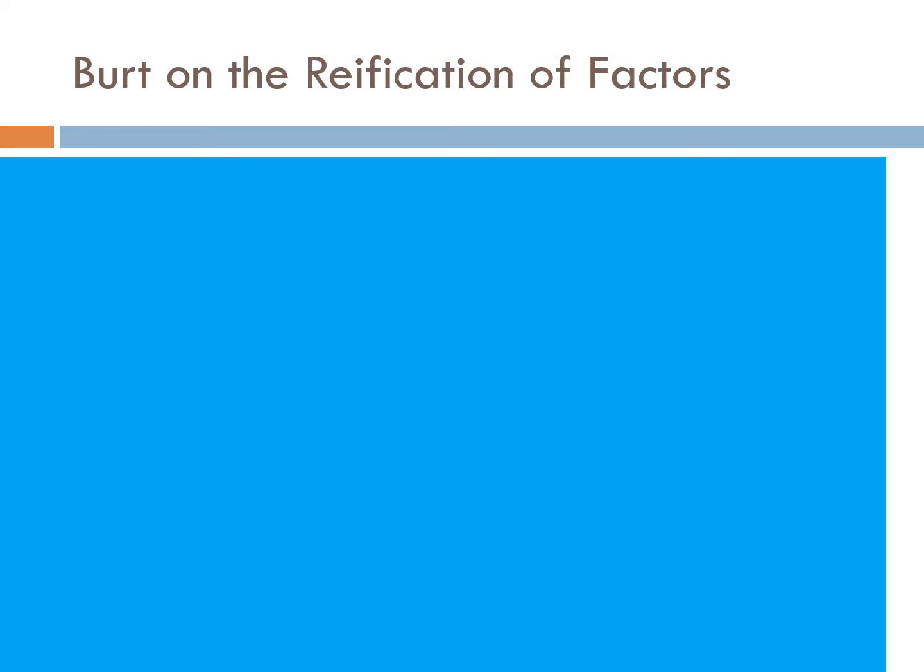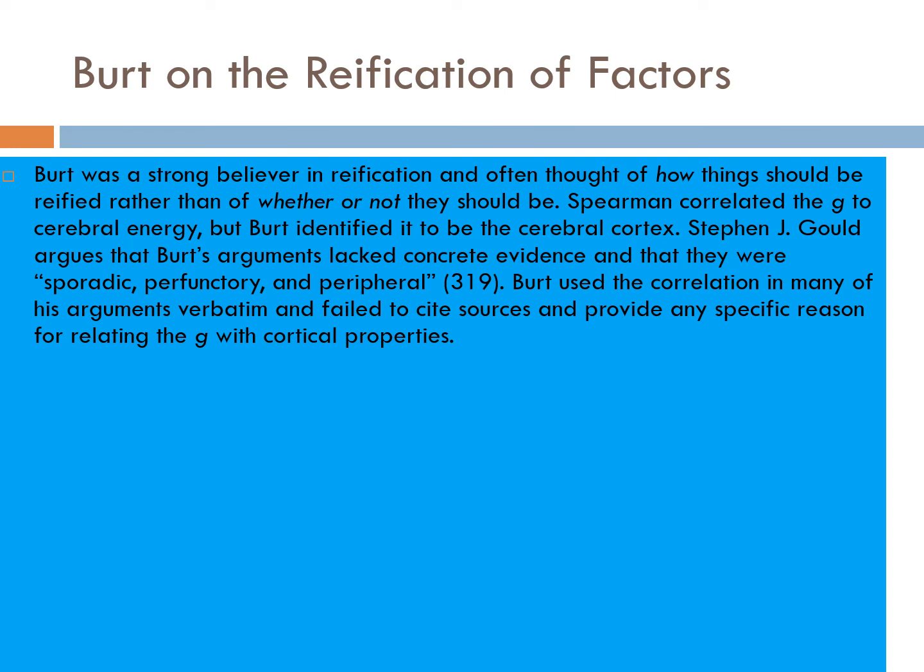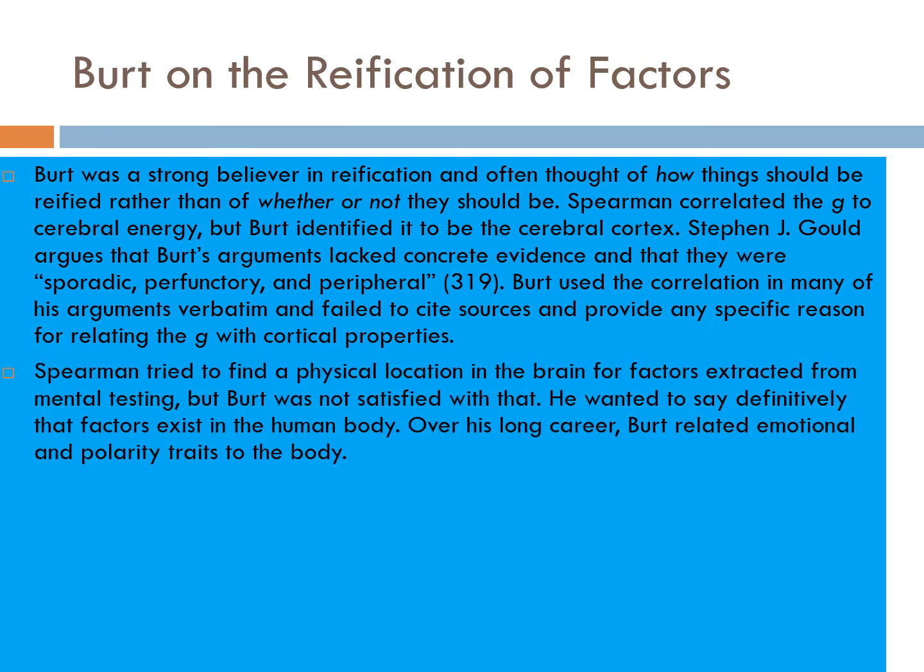So Burt, in essence, was a strong believer in reification and often thought of how things should be reified rather than on whether or not they should be, right? So Spearman correlated the G to cerebral energy, but Burt identified it to be the cerebral cortex, right? Gould argues that Burt's arguments lack concrete evidence and that they were sporadic, perfunctory, and peripheral. Burt used the correlation in many of his arguments verbatim and failed to cite sources or provide any specific reason for relating the G with cortical properties.